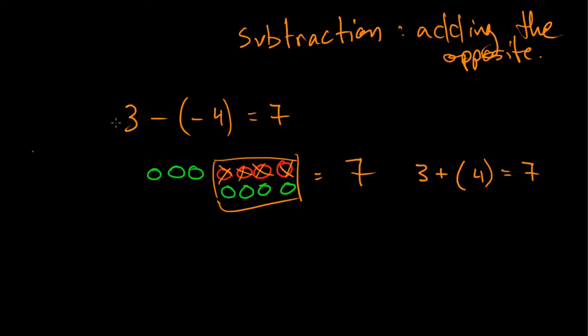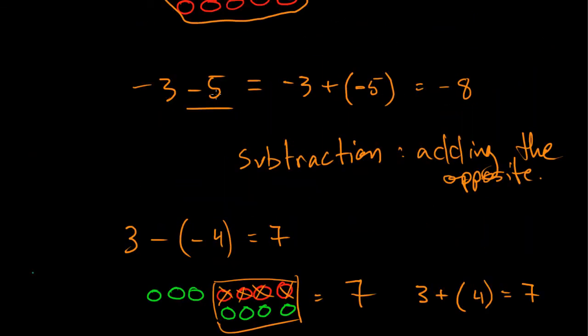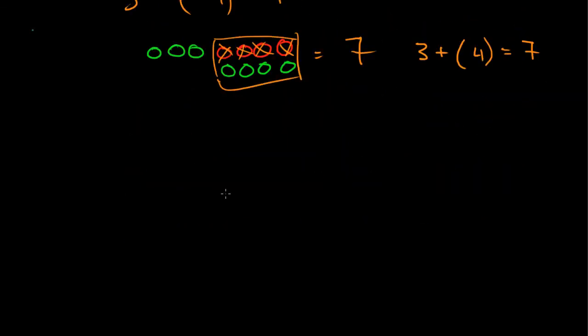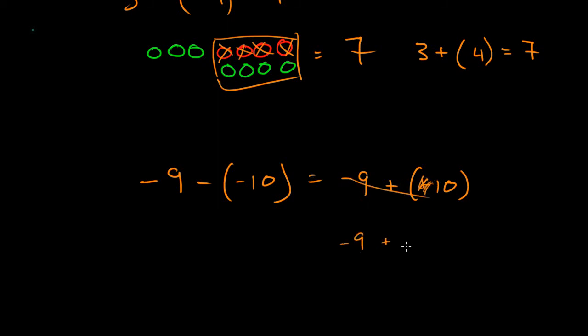So just like the examples above, when we turn subtraction with a positive number into addition with a negative, if we're subtracting a negative number, we can turn that into addition with a positive number. Again, all we're thinking is subtraction is adding the opposite. Negative 9 minus negative 10 would be negative 9 plus positive 10. We don't really need this positive sign, so we can just write it as negative 9 plus 10.